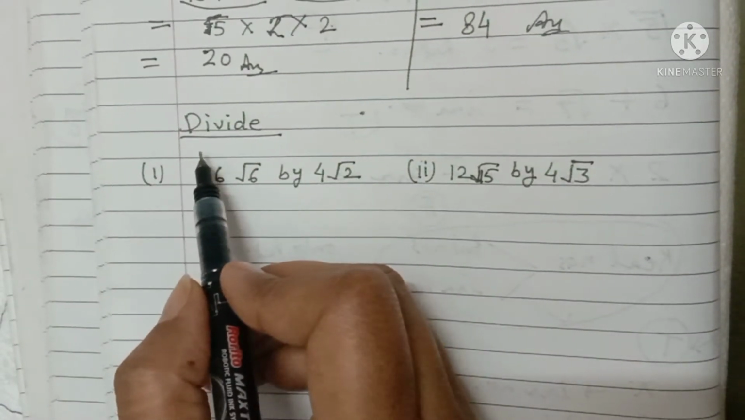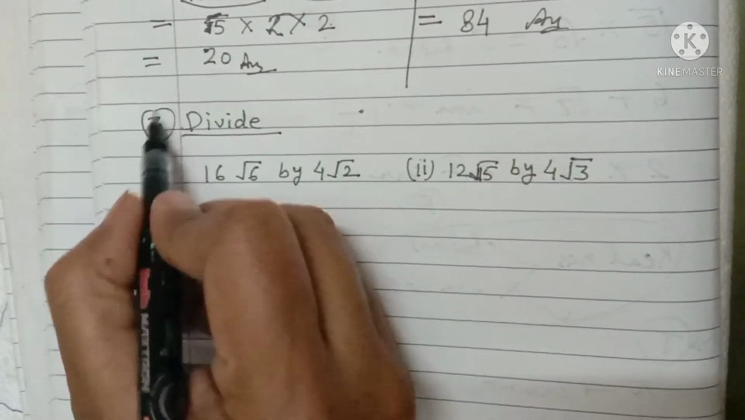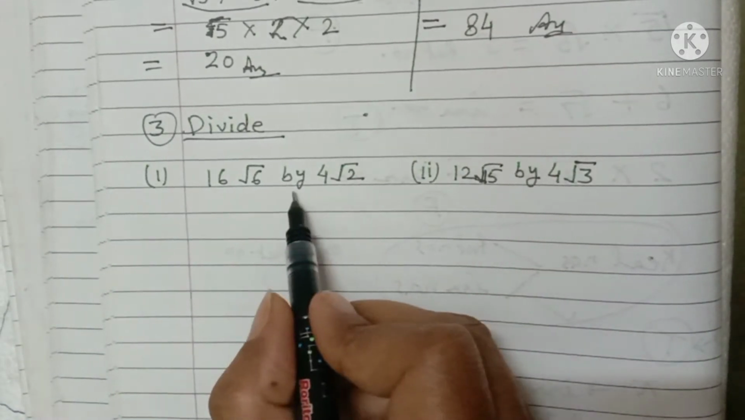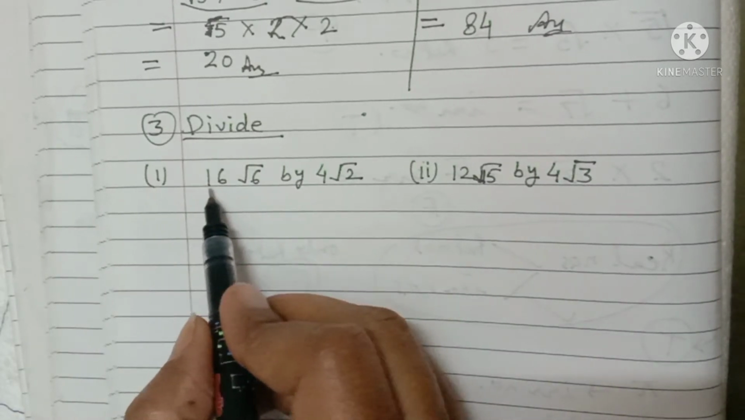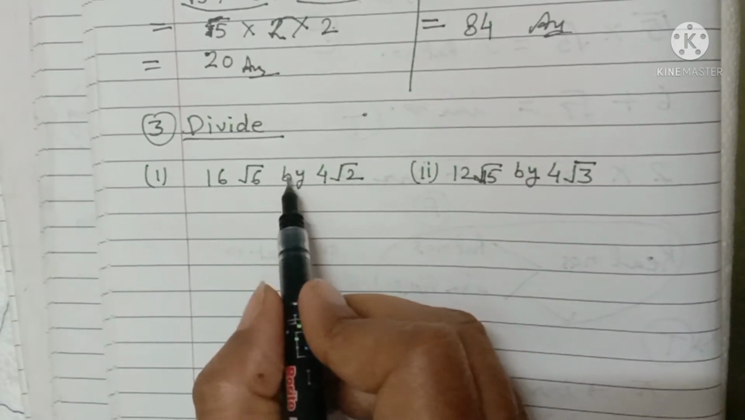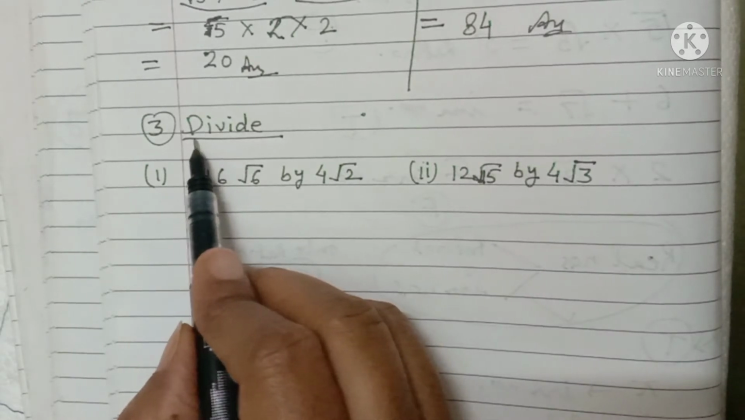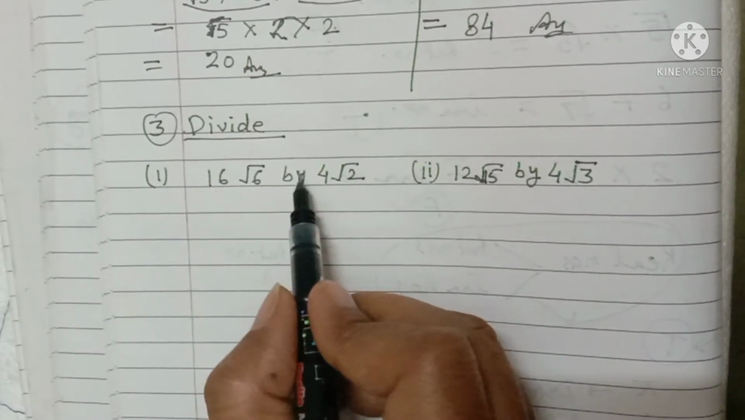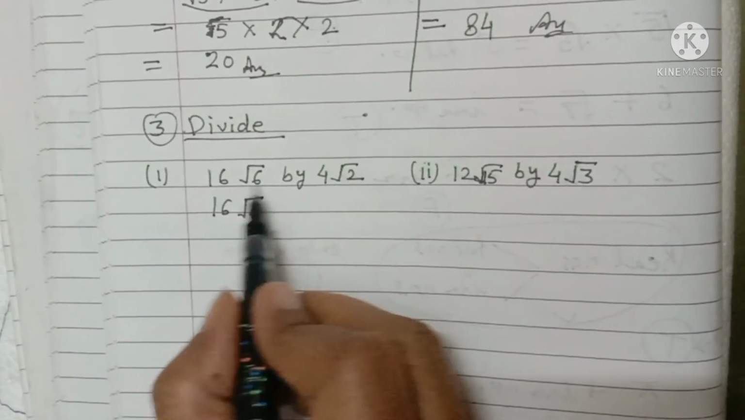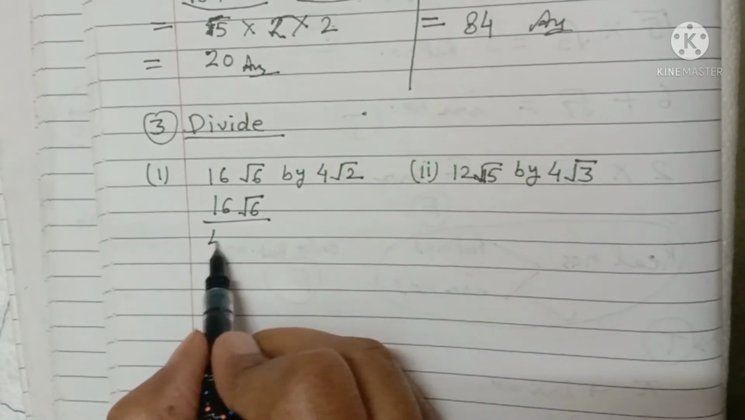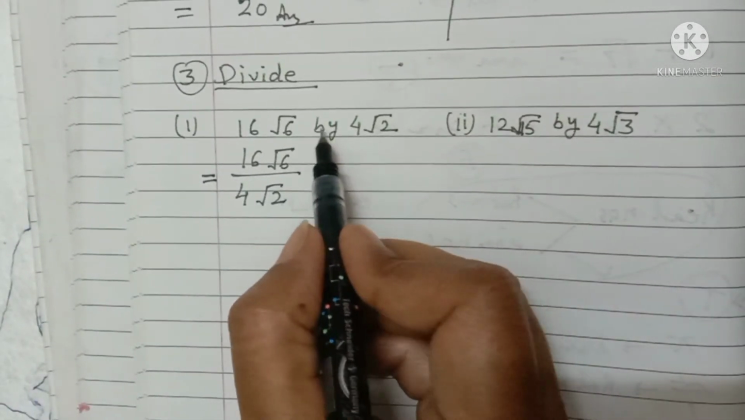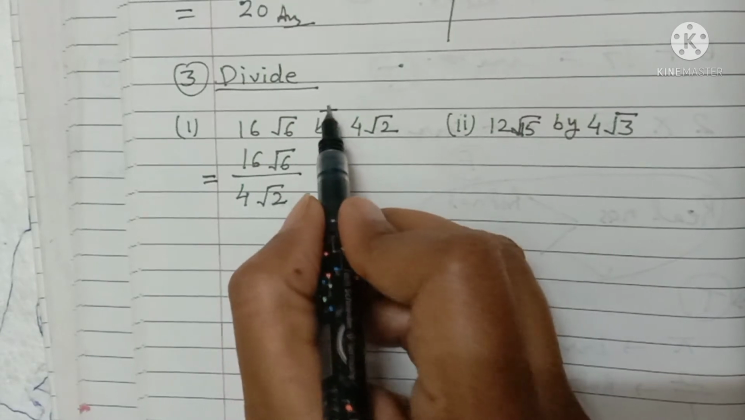Now come to the next question, divide. The question number 3, first part, 16 root 6 by 4 root 2. Here you have to divide 16 root 6 by 4 root 2. So you will take the sign of divide, not multiply. When it is given multiply, you will use the sign multiply. So you can write it as 16 under root 6 as numerator and 4 root 2, put the sign of is equal to. You can show it with the sign like this, divide.